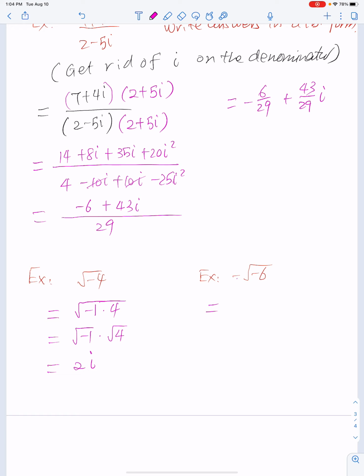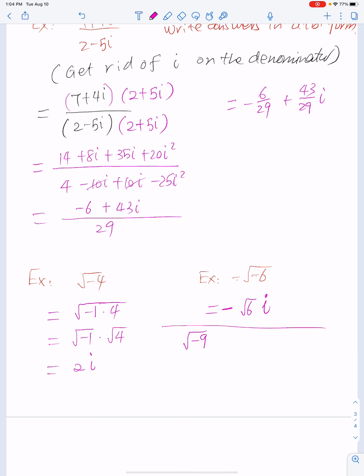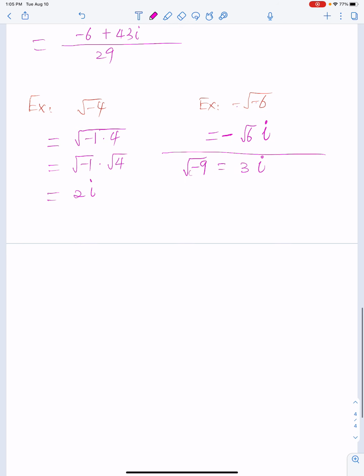So what do we have? What should you do with the negative sign outside? Nothing. Keep it. The negative sign inside the square root becomes the i, and then square root of 6. You with me? Okay, so let's practice one more. Square root of negative 9. What will it be? The negative sign becomes what? i. The square root of 9 is what? 3. Get it? Good.